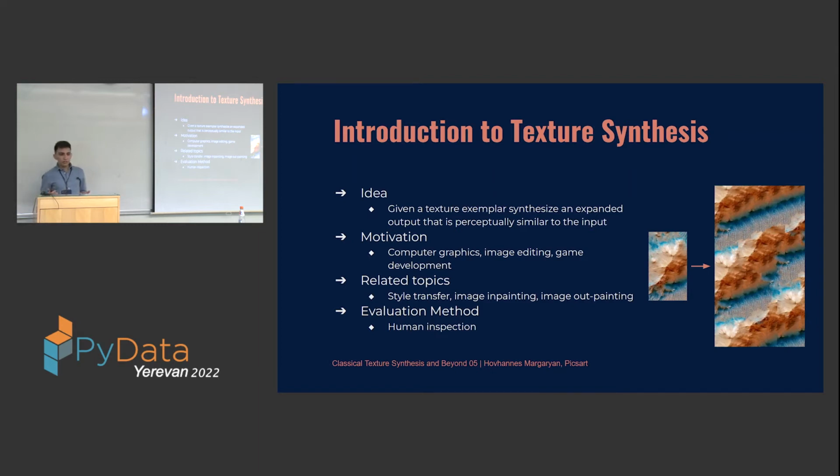In addition to that, ideas and concepts from texture synthesis can be further applied to different other research areas, such as style transfer, image inpainting, or image outpainting. The evaluation method, in the case of texture synthesis algorithms, is mostly human observation or human inspection, because most of the well-known scores do not convey sufficient amount of information to assess the visual quality of the output texture.